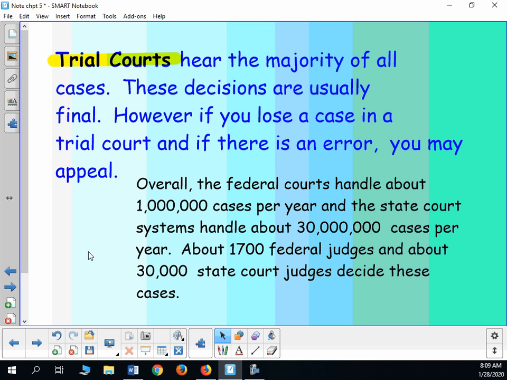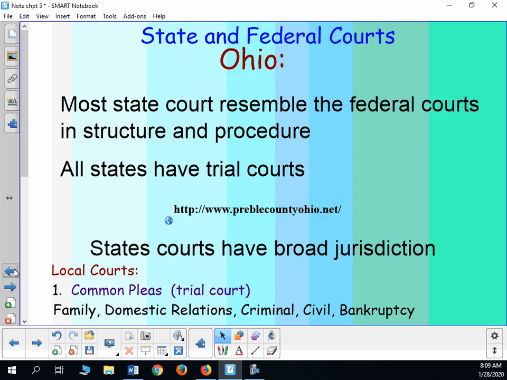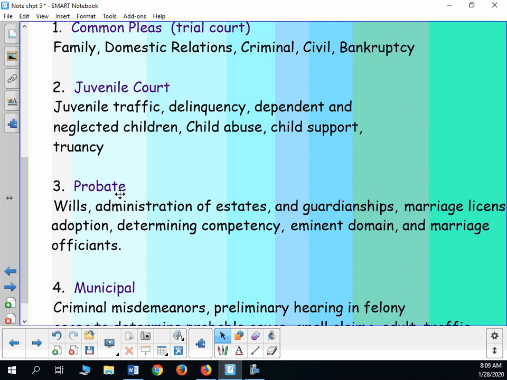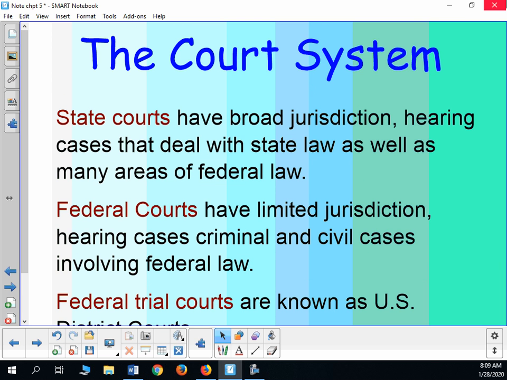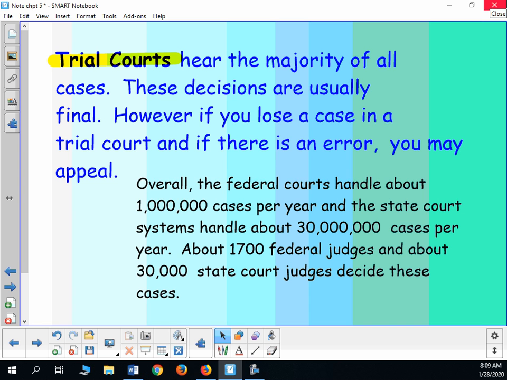Okay, so trial courts: in the majority of all the cases, these decisions are usually final. The trial courts are these right here, mostly this one right here. This is trial court, common pleas court. Sorry, I went backwards. There we go. Trial courts handle the majority of all cases. These decisions are usually final. However, if you lose a case in the trial court, and if there is an error, you may appeal.